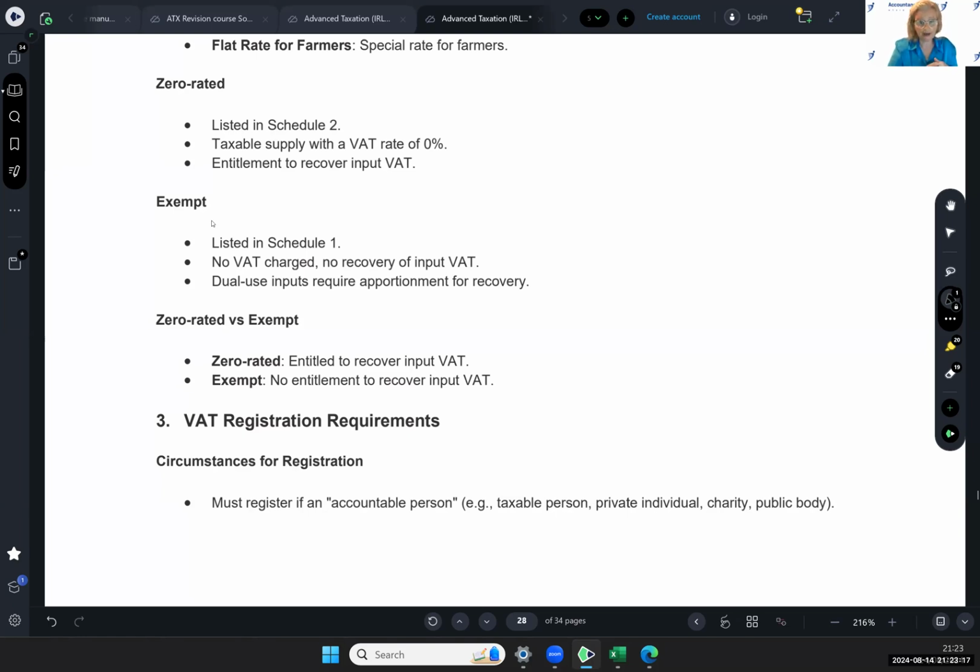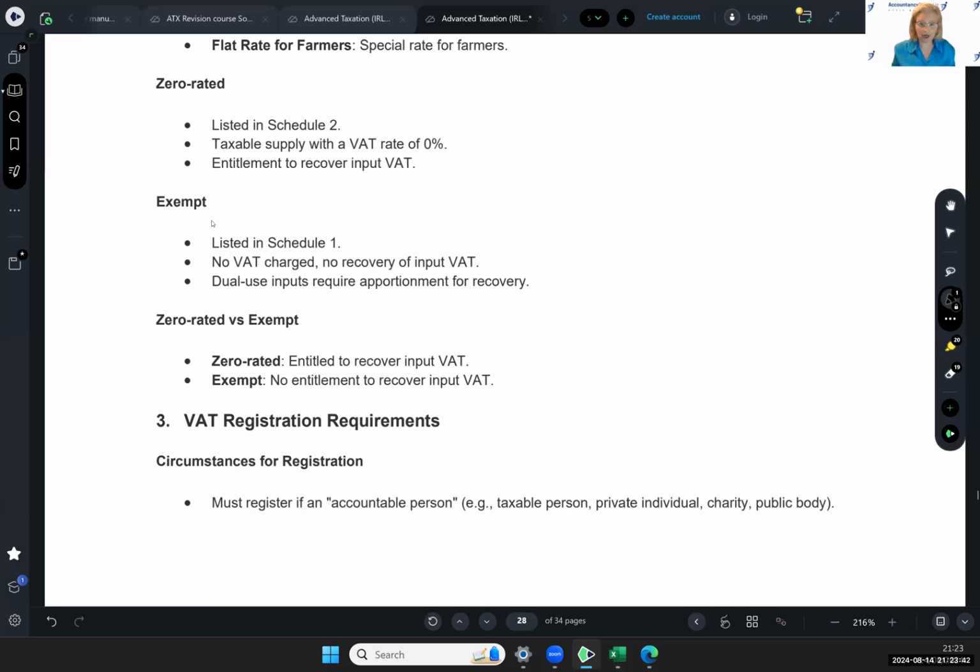What rate do I charge VAT? 0%. How much VAT is that? It's €0 VAT. Are those two things not the same, Sandra? No, they are completely different. So zero rated means we did charge VAT, so that makes it a taxable supply. And because it is a taxable supply, we get full VAT recovery on related input costs.